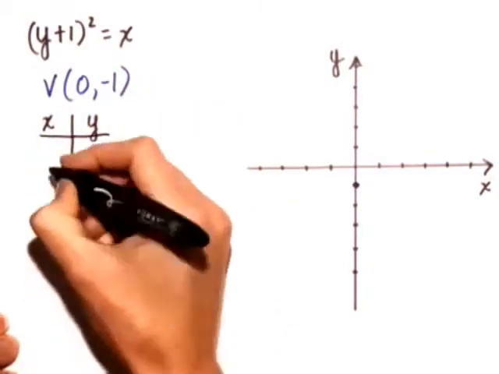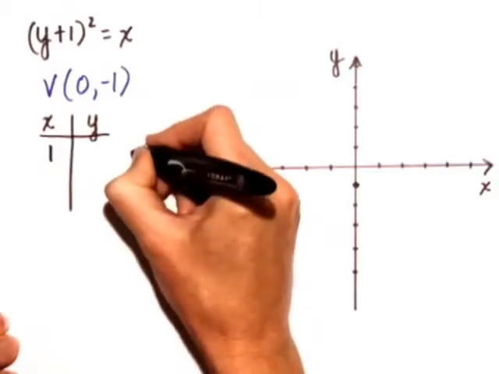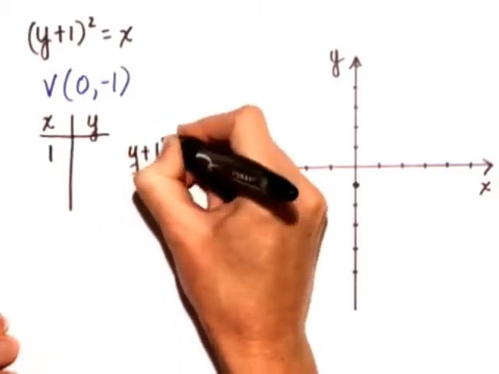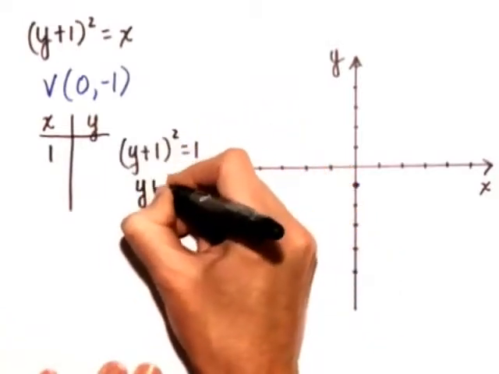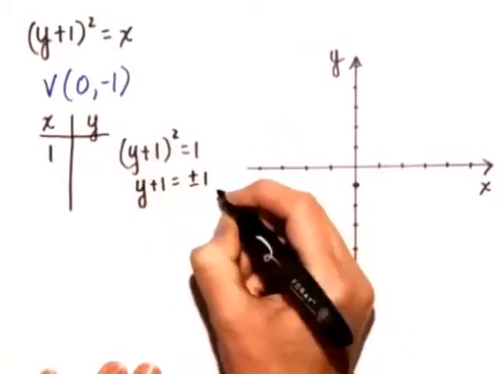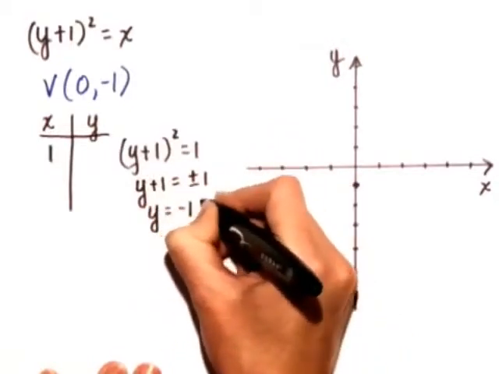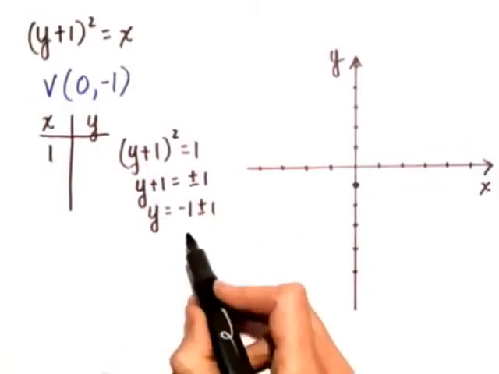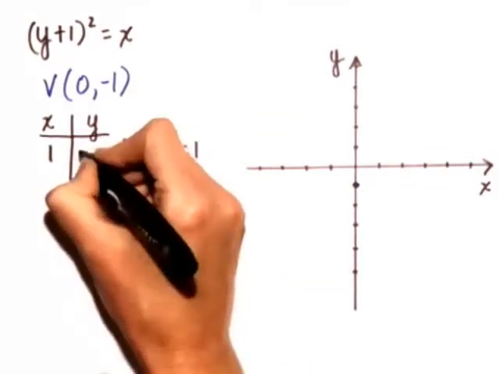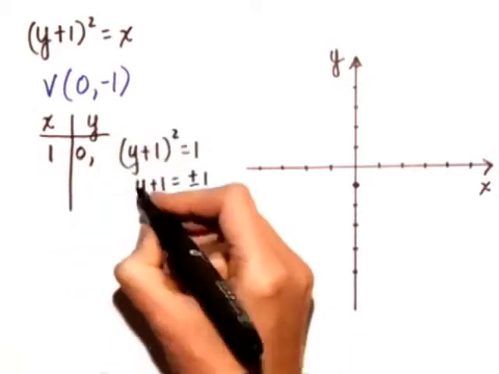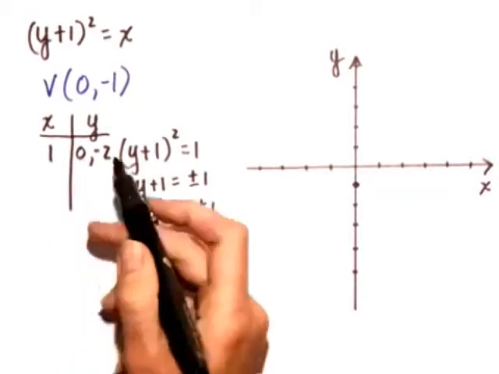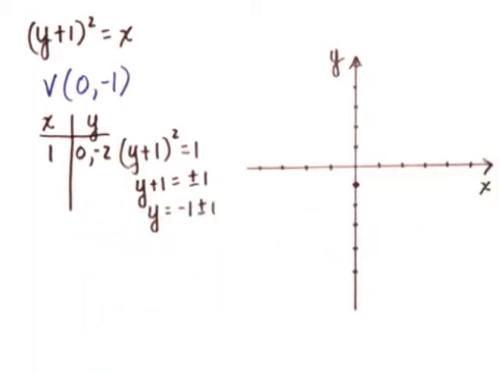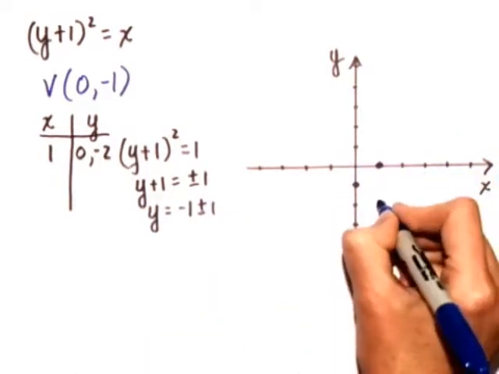Let's let x equal 1. If we let x equal 1, then we get (y plus 1) quantity squared is equal to 1. If I take the square root of both sides, I get y plus 1 equals plus or minus 1, or y equals negative 1 plus or minus 1. Negative 1 plus 1 gives me 0, or negative 1 minus 1 gives me negative 2. So we have 2 points now. When x is 1, y could be 0, which is right here. Or when x is 1, y could be negative 2.